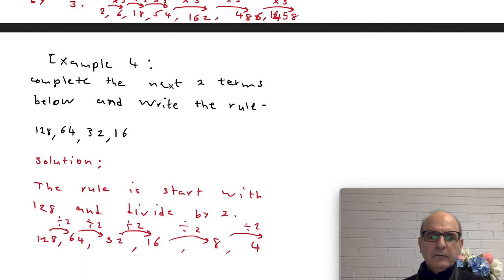That is how we write the rules and we find the missing terms of a given sequence or number pattern. Thank you for your attention.